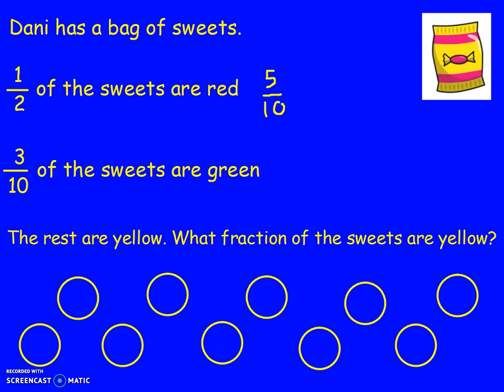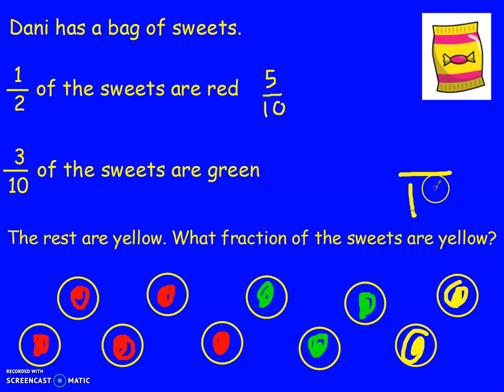Okay, let's have a look. So we know that half of the sweets are red. So we're going to colour in 5 sweets red. 3/10 of the sweets are green. 1, 2, 3. And the rest are yellow. 1, 2. So how many tenths are yellow? 2. 2/10. Well done if you got that right. There's going to be a similar question like that for you to work out today.